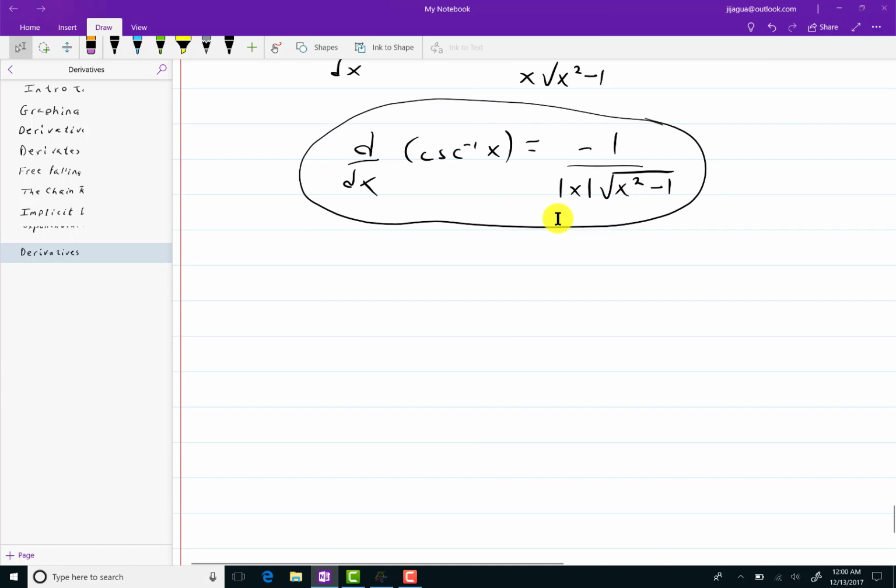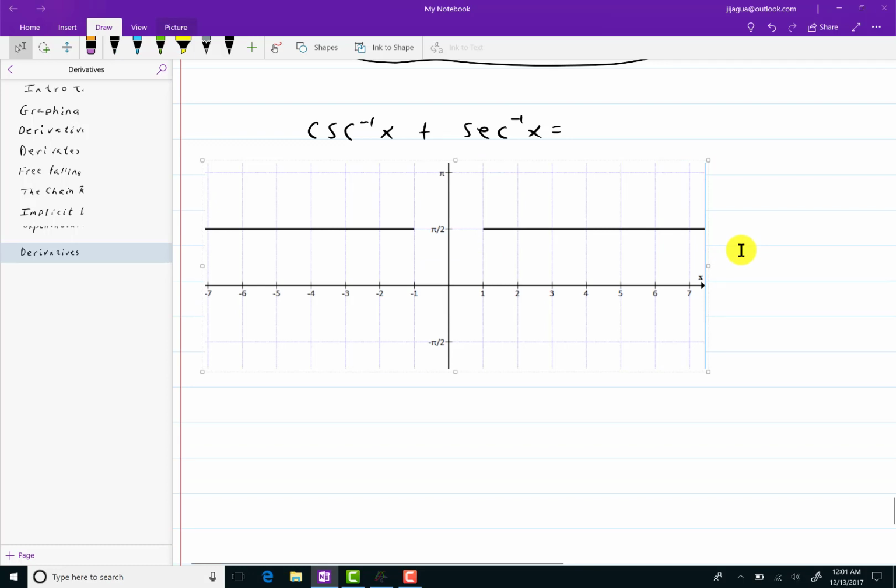Now, let's take a look at cosecant inverse with its, I guess, origin function, secant inverse of x. And let's graph those two together. And you can see that for the applicable x values, less than or equal to negative 1, or greater than or equal to 1, we have pi over 2. So as before, I can take the derivative of the whole thing.